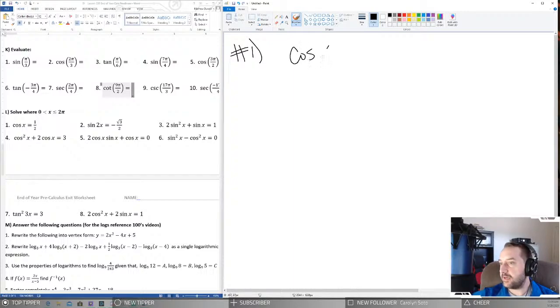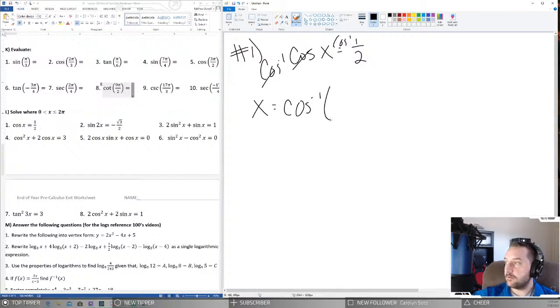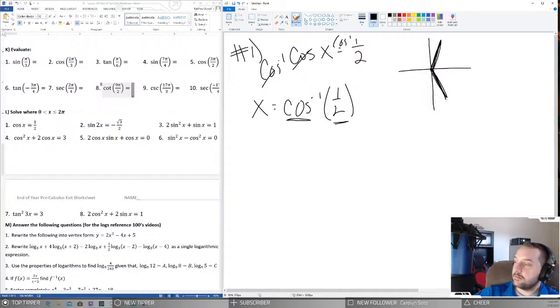So I have cosine of x equals 1/2. I have to find all the values for x that are going to give me 1/2. A way that we do this is we isolate x. So cosine inverse to both sides. So I get x equals cosine inverse of 1/2. I need to think where on my unit circle my cosine value is going to be 1/2. We have to think about what angles give me that. And so that's at pi thirds and 5 pi thirds.